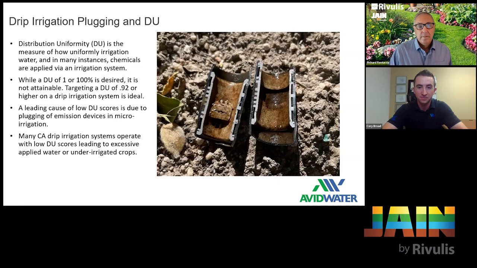But this doesn't even look like it's necessarily that dirty to the naked eye, but somebody who knows emitters pretty well, these things were solid as far as plugging goes. And so I look at the number of DU tests that we do, and look at the number of systems that are probably operating with, I'll say, a subpar, substandard DU. Really, it's just going to lead to over applied water or under irrigated crops. You basically have two ways of looking at that equation. So that's the reason why we do what we do in its most raw form, and something that we help mitigate.